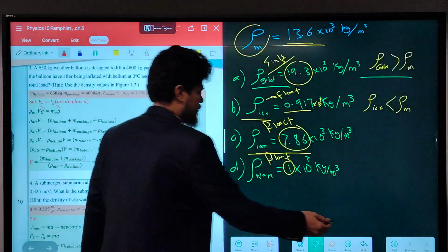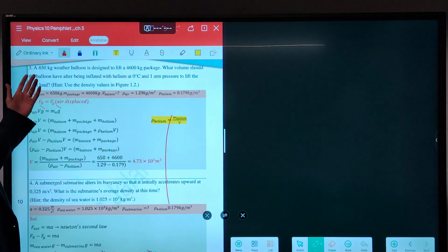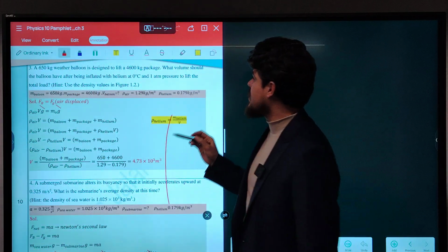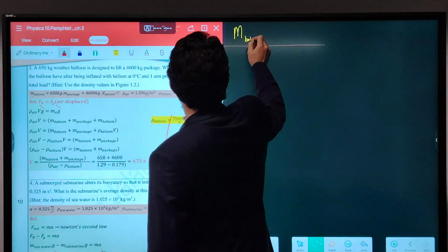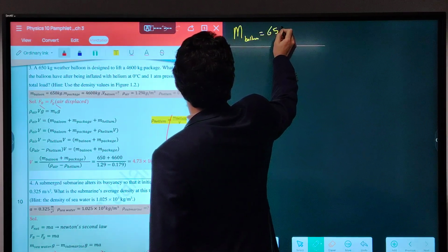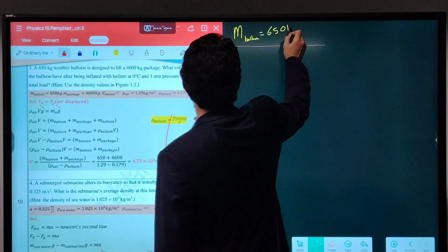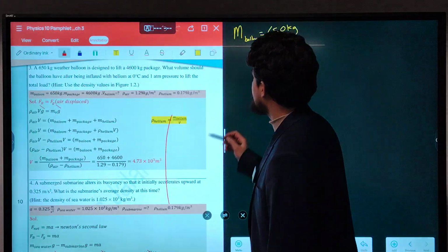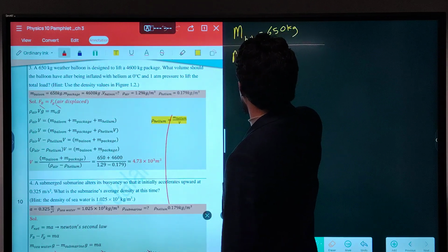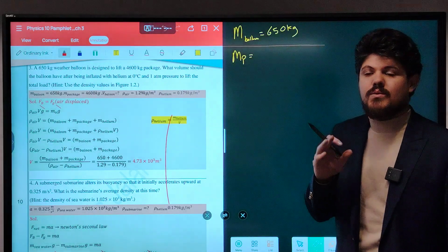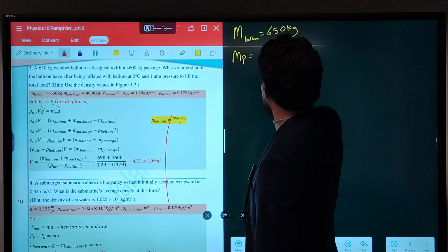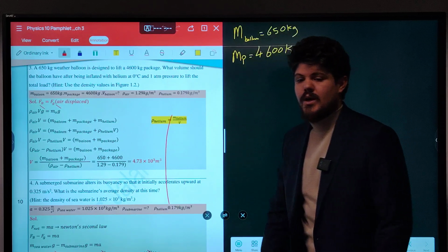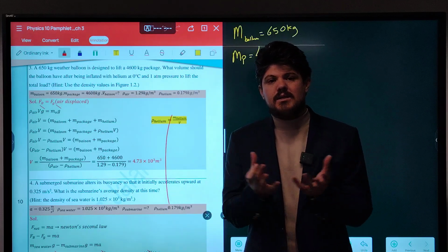Question 3. Look at this question. A 650 kilogram weather balloon. Mass of balloon is equal to 650 kilogram. It is designed to lift a 4,600 kilogram package. Mass of package M sub P, it means the mass of the package that can be lifted by the balloon is 4,600 kilogram. Okay, we have a balloon and we have a mass of package.